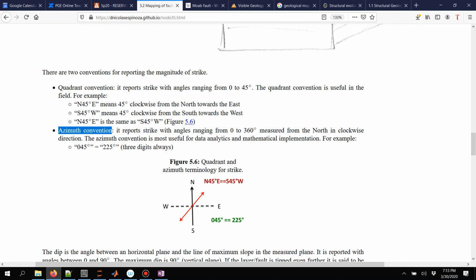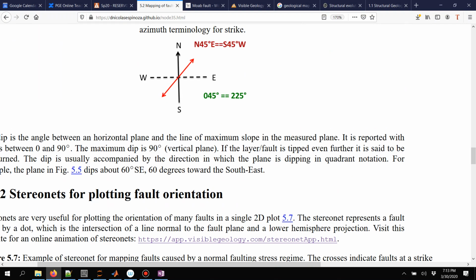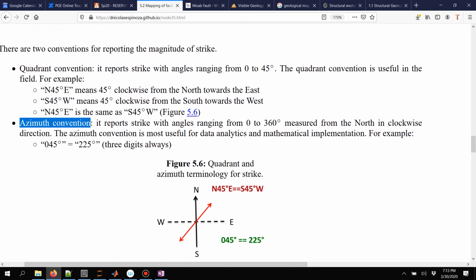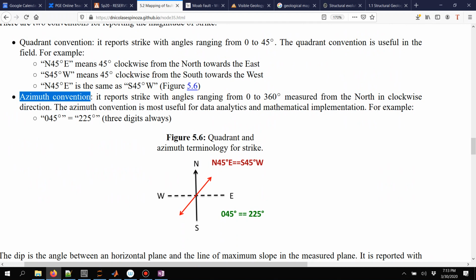And this one, what we do is instead of reporting an angle that goes from 0 to 45 degrees, we tell that angle as the angle that goes from 0 to 360 degrees, but we measure it from the direction of the north in direction clockwise. So for example, if I were to look at the strike of this line, I would say it is 45 degrees from the north in the clockwise direction towards this line.